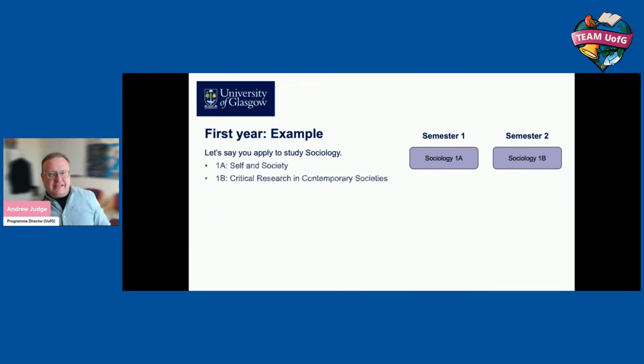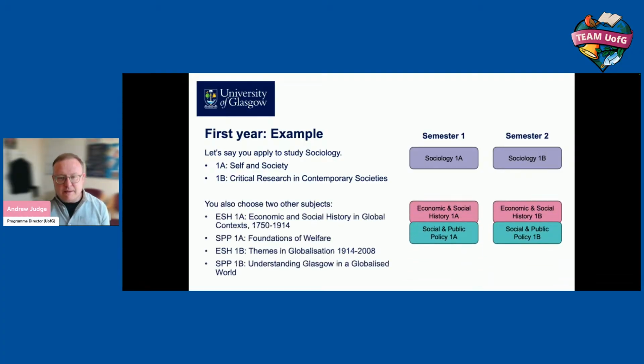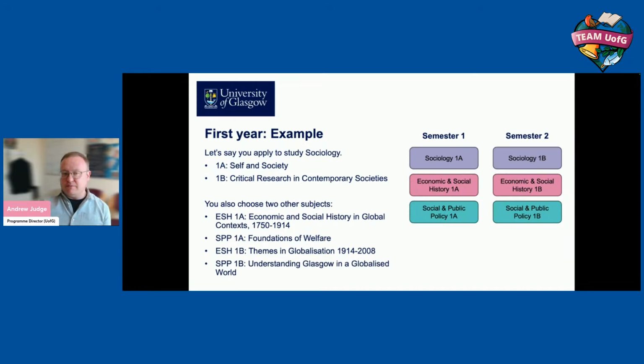So, to take an example, if you arrive to study sociology, for example, you would then pick up classes in the first and second semester, sociology 1A and 1B. But then you would have to choose your second and third subject. So what could you do? Well, you may pick economic and social history. Let's say you're really interested in history, or you enjoyed history at school, but you weren't sure whether to carry it on into university level. Economic and social history is a good subject for that.